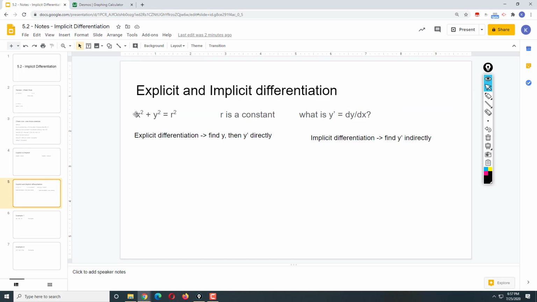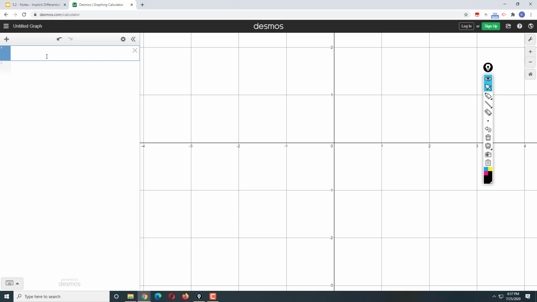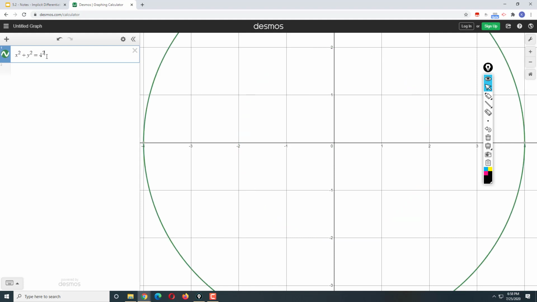Okay, so here's our equation. It's x squared plus y squared equals r squared, where r is a constant. We want to figure out dy over dx. That's our problem. We want to find dy over dx. What does x squared plus y squared equals r squared look like? Well, let's go to Desmos. Let's type it in. X squared plus y squared equals r squared, where r is a constant of some sort.